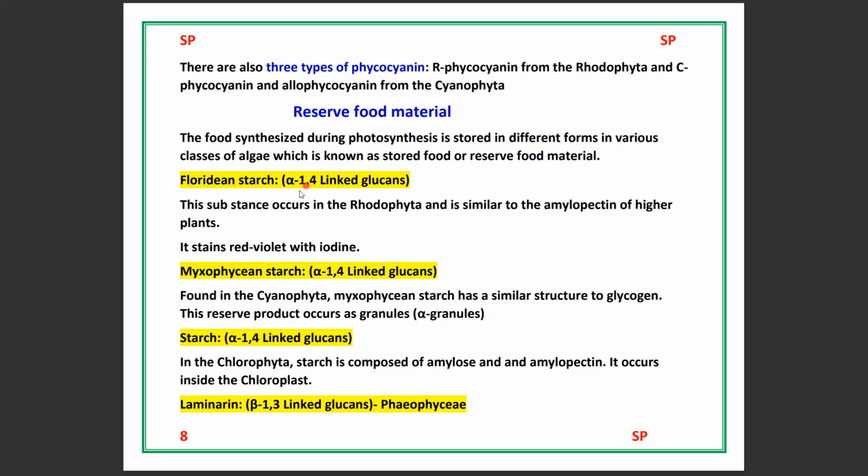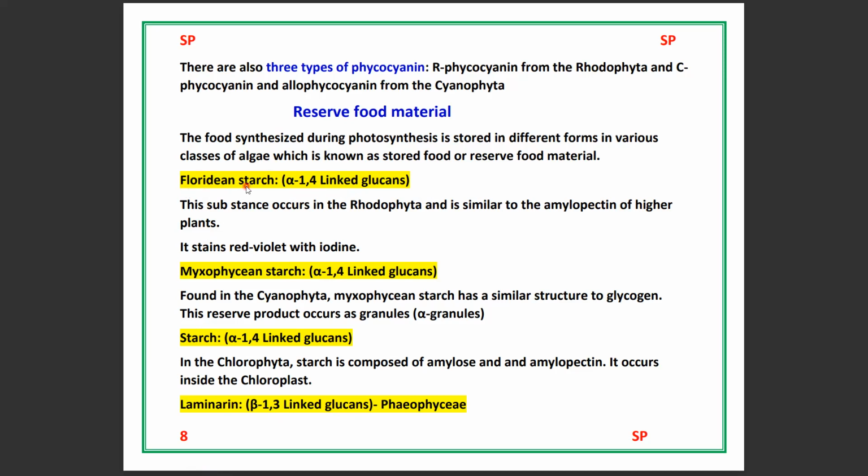Floridean starch, Myxophycean starch and laminarin. These are all high molecular weight sugars. Floridean starch and Myxophycean starch show alpha 1,4 linked glucans, but laminarin shows beta 1,3 linked glucans.